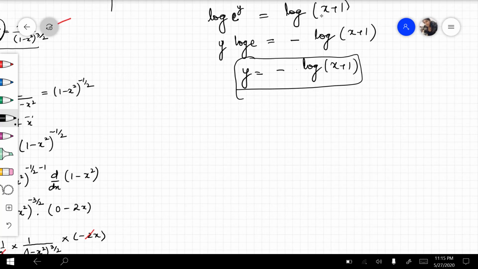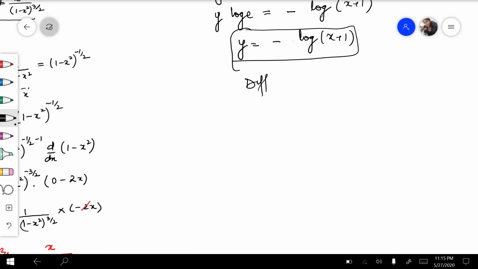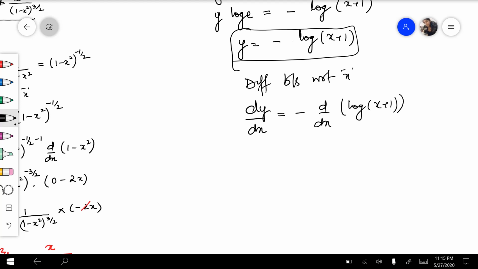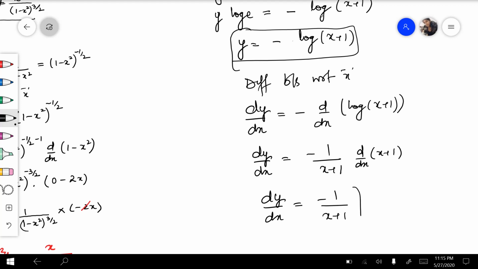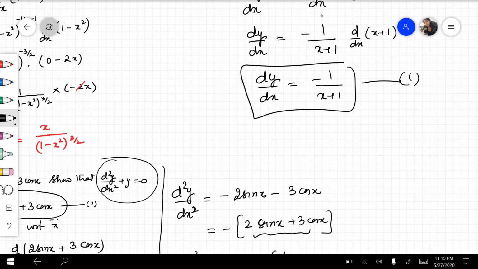Differentiate both sides, which gives you dy upon dx equals minus 1 times d by dx of log of x plus 1, which gives you dy upon dx is equal to minus 1 upon x plus 1 into d by dx of x plus 1. That means dy upon dx is equal to minus 1 upon x plus 1. For reference, I'm taking this as first.